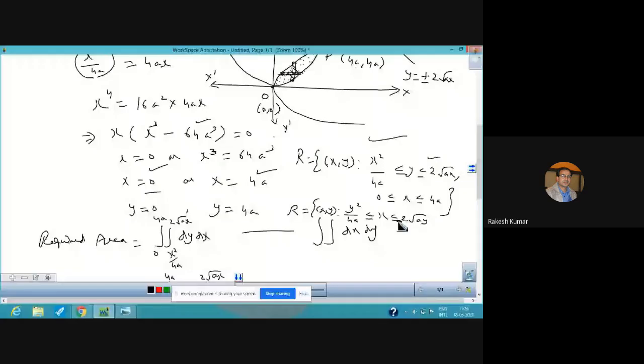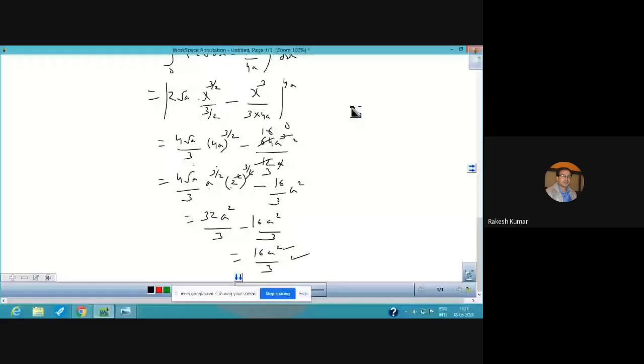Similarly, the limits of y will be 0 to 4a. So if you integrate with these limits, you will get the same area. So this can be taken as an assignment work. You will complete it. So this is the way for finding out the area by double integration. Let us do one more example related to this.